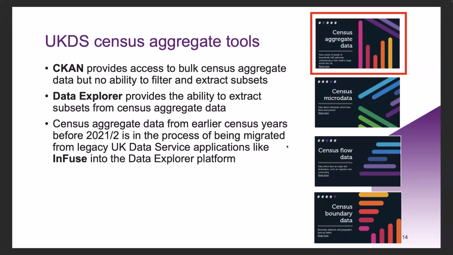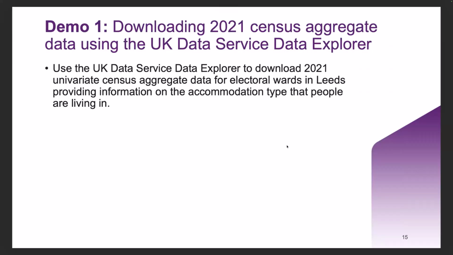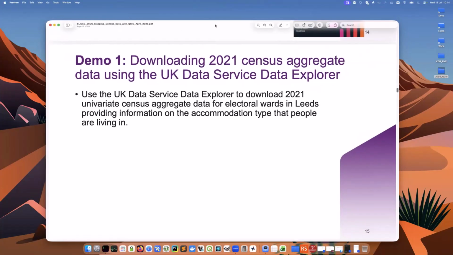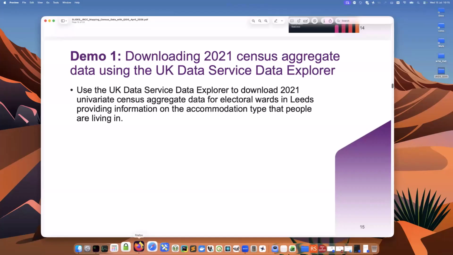The ultimate aim is that eventually all the census data will be available through Data Explorer, and you'll be able to use the same tool to access data from 71, 81, 91 through to 2001 and 2022, possibly 2031 when that census happens. So I'm going to do a first demonstration, using the Census Data Explorer to download 2021 census data. Let me just minimize my slides, and I'm going to open a web browser.